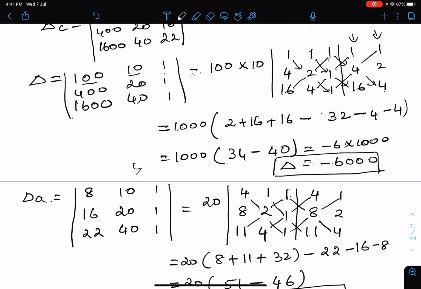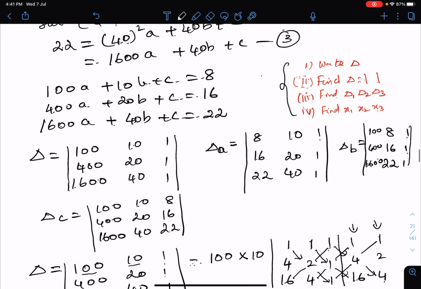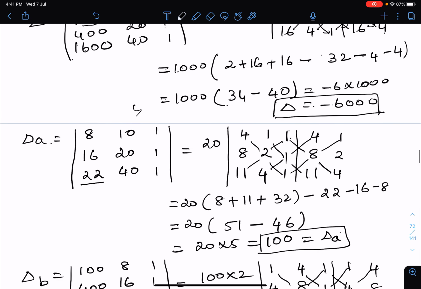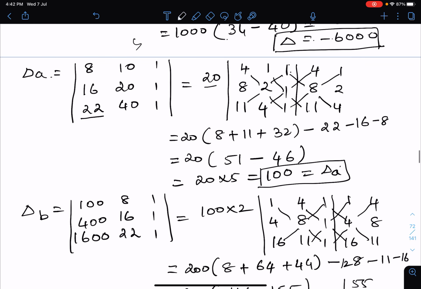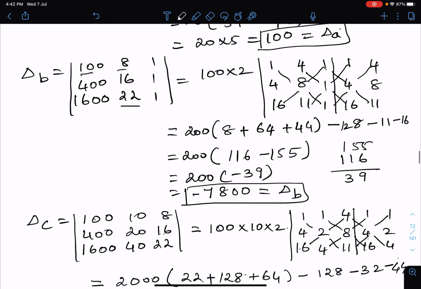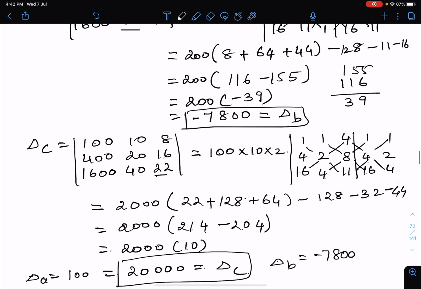Similarly, for del A, see here I have replaced the first column with the constants we have got in the equations, 8, 16 and 22. Wherever the A coefficient comes, that is the first column, it is replaced by the constants. I have taken the common element 20 and expanded it. Then for del B, I have replaced the second column with 8, 16 and 22, and the common elements here are 100 and 2, and I have expanded. Coming to del C, I have replaced the third column with 8, 16 and 22, taken out the common elements 100, 10 and 2, and expanded.